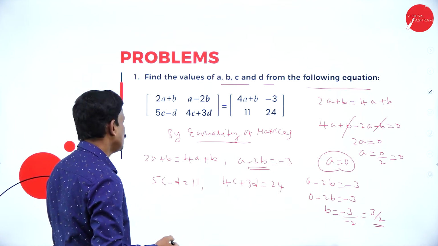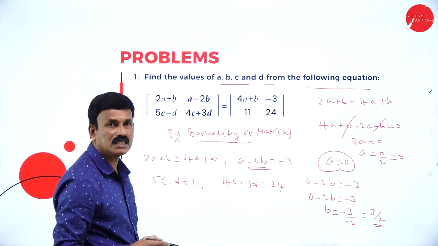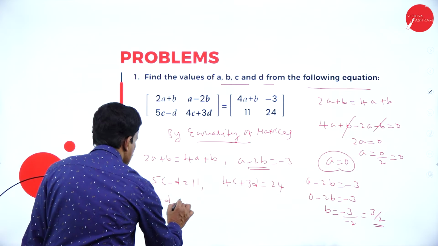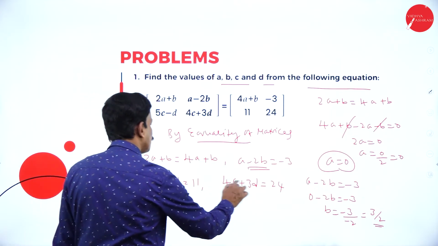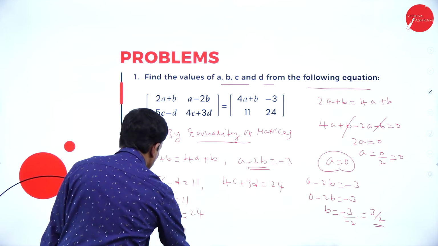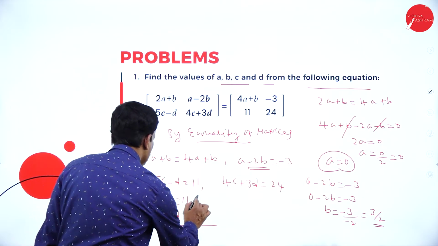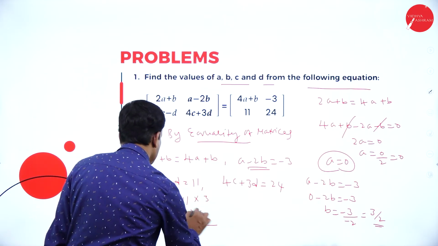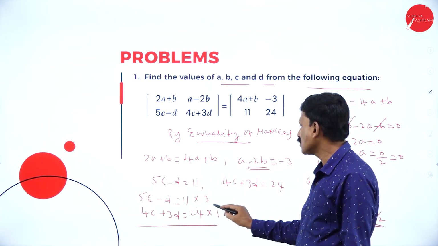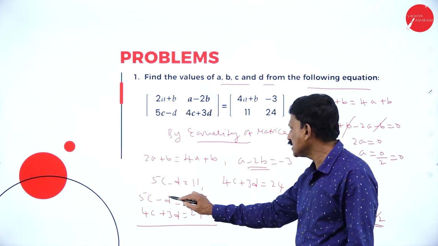Now, just find out the values of C and D. If you solve these two equations, you will get the values of C and D. From 5C minus D is equal to 11 and 4C plus 3D is equal to 24, multiply the first with 3 and the second with 1.